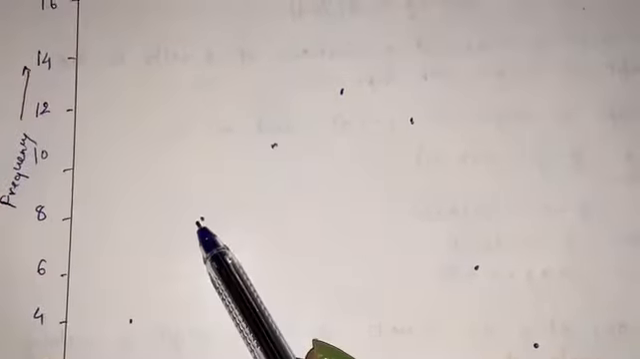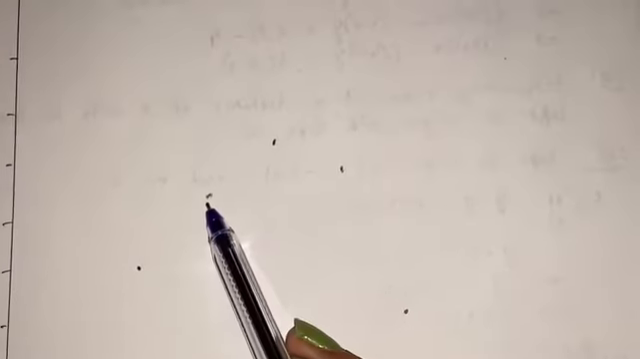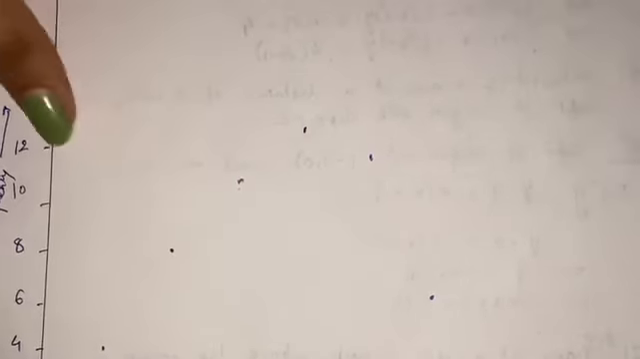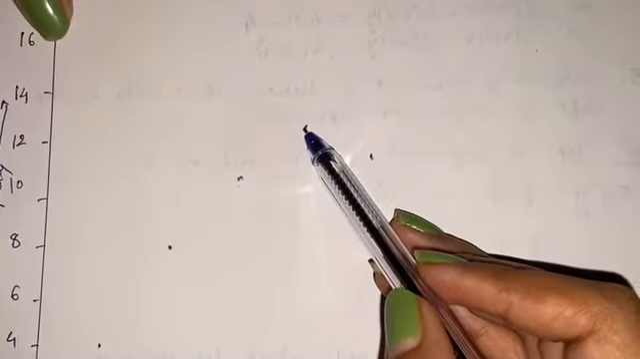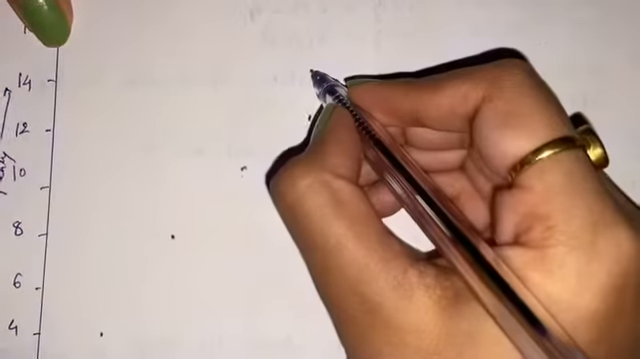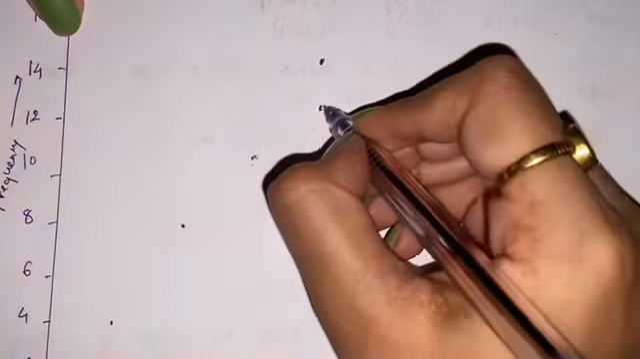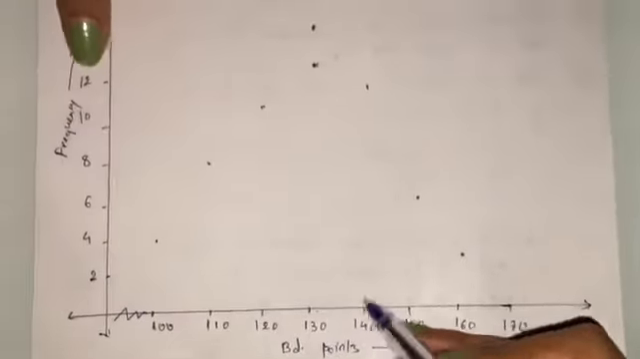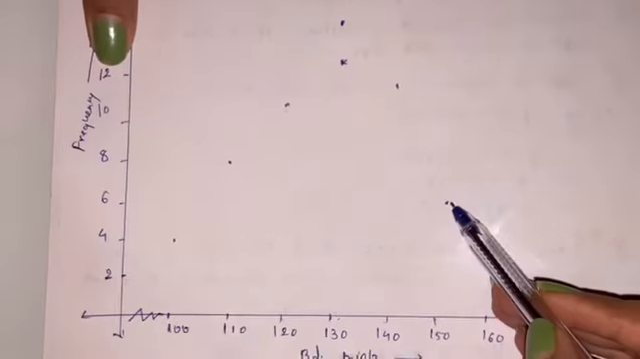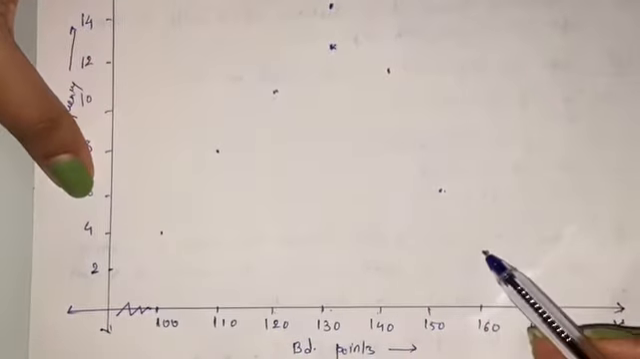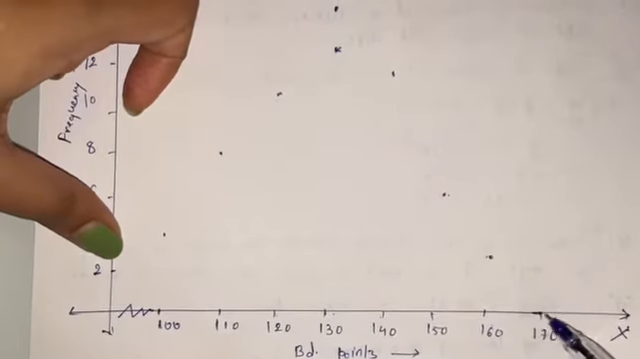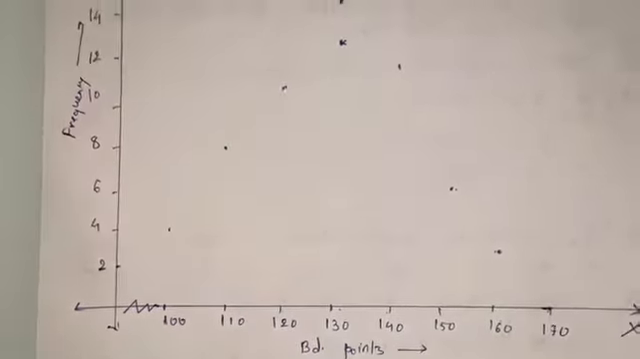Okay, again let me check. At 100, it will be 4, at 110, it will be at 8, at 120, it will be at 11, at 130, it will be 15. So 15 will be, sorry, by mistake I have taken, 15 will be this, not this mark. 140, it will be 12, so over here. 150, it will be 6, 160, that will be 3, and last point is 170.